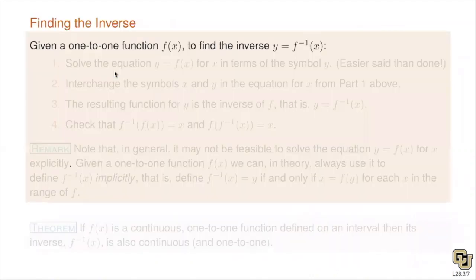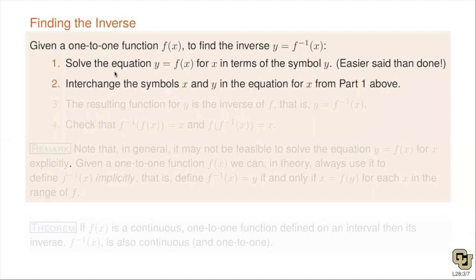So here's the algorithm for finding the inverse. It's quite unrealistic because in general, it's not very easy to do the first step. The first step is we want to solve the equation y equal to f of x for x. In general, that's not going to be easy. Once we've solved for x, then we want to interchange the symbols x and y. At this point, whatever you have equal to y is the inverse of f. So whatever y is equal to, that function is the inverse. I'll show you an example here in a second.